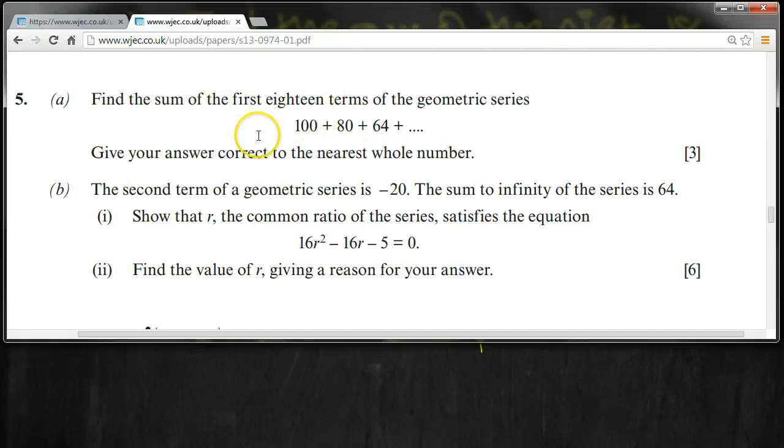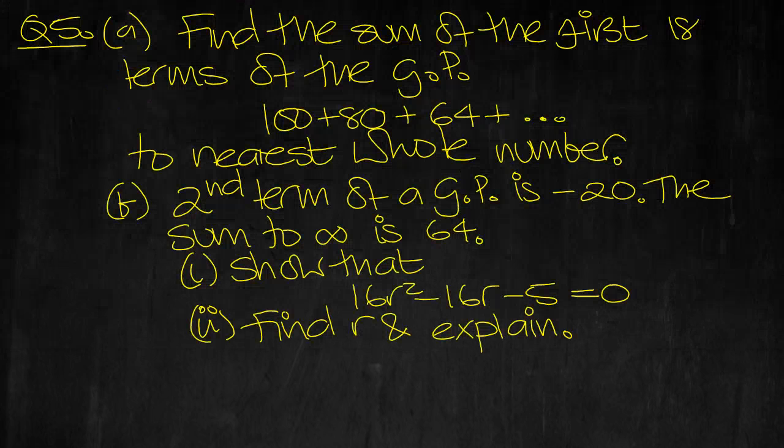Okay, here's the question then. It's on geometric progressions, two parts to the question. Let's have a look at it then. I've summarized it here. Here's a GP, find the sum of the first 18 terms.